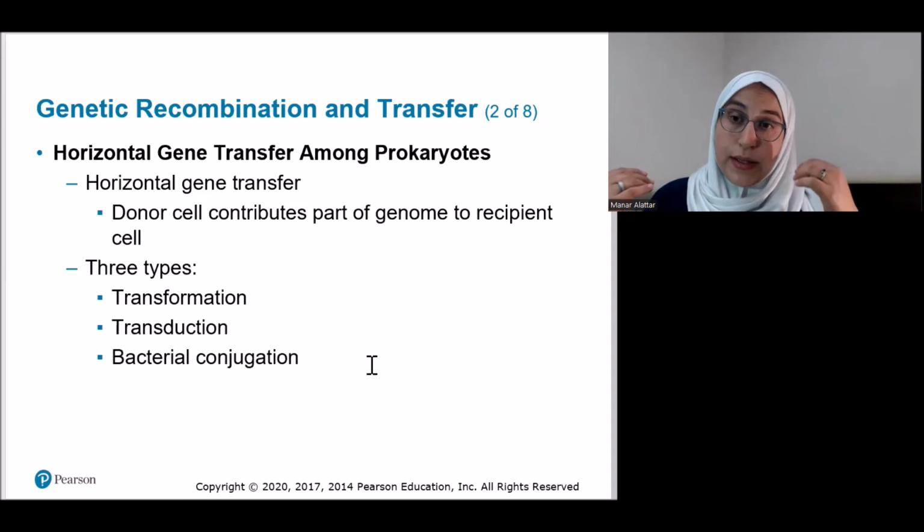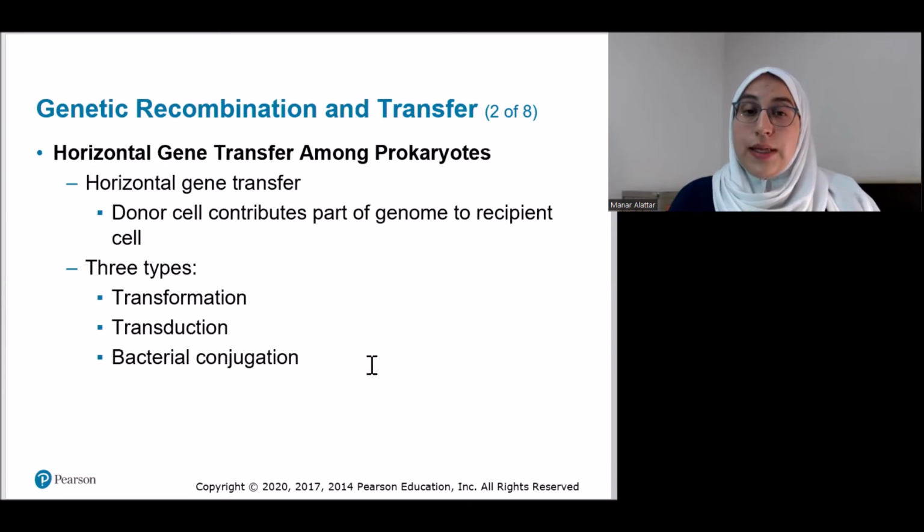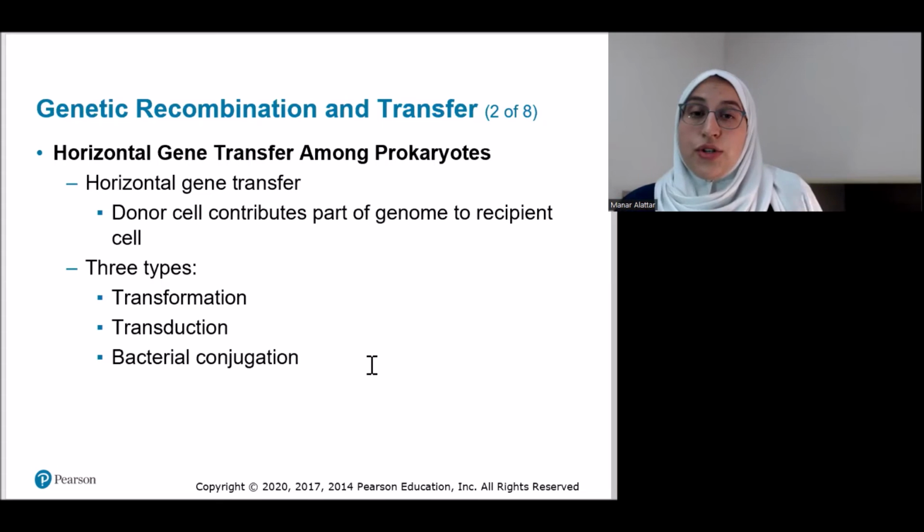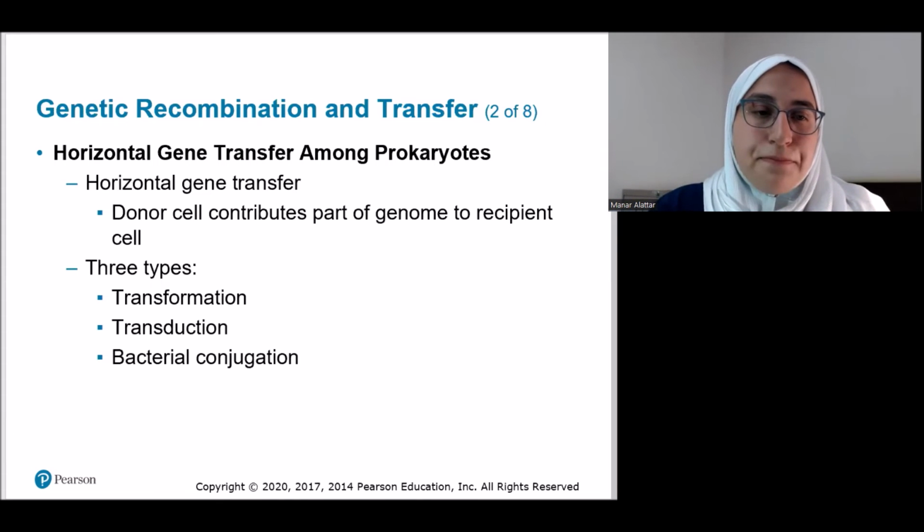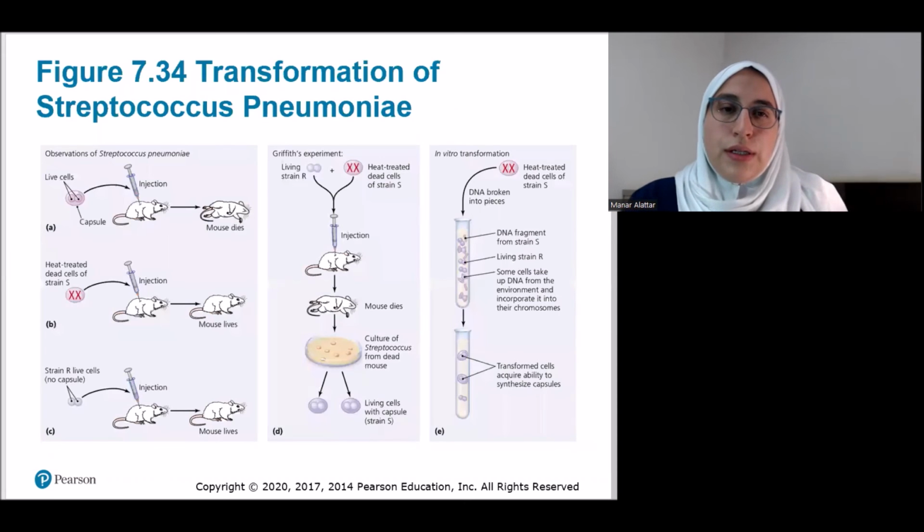Remember when we talked about prokaryotic anatomy, we said that there are filaments called pili, and an individual pilus can be made to connect two cells, and they can transfer genetic information that way. And so you can see here the different processes. First is transformation.